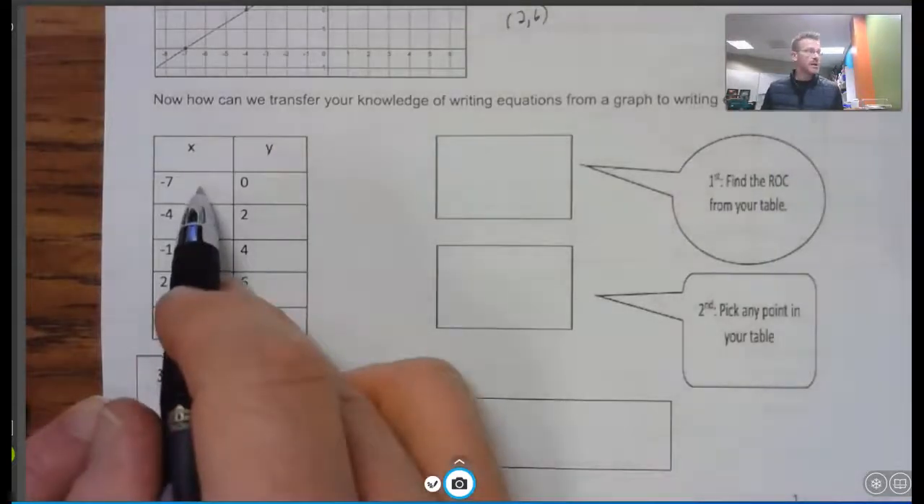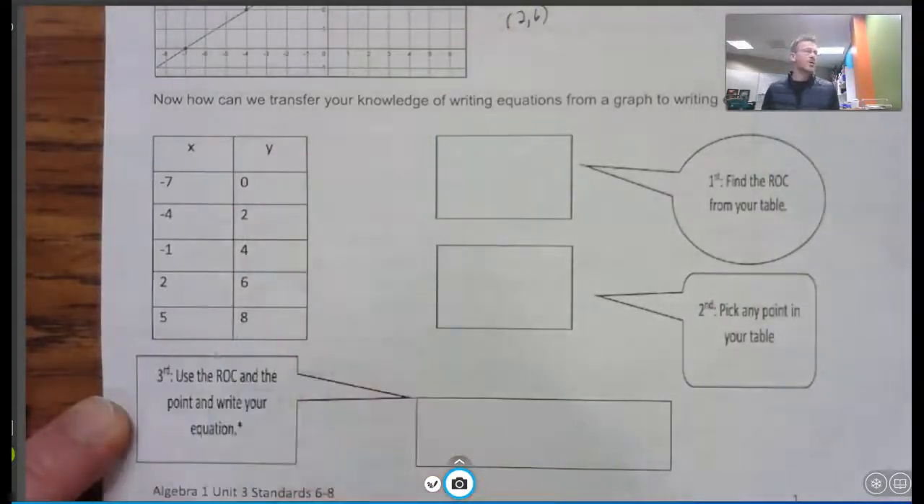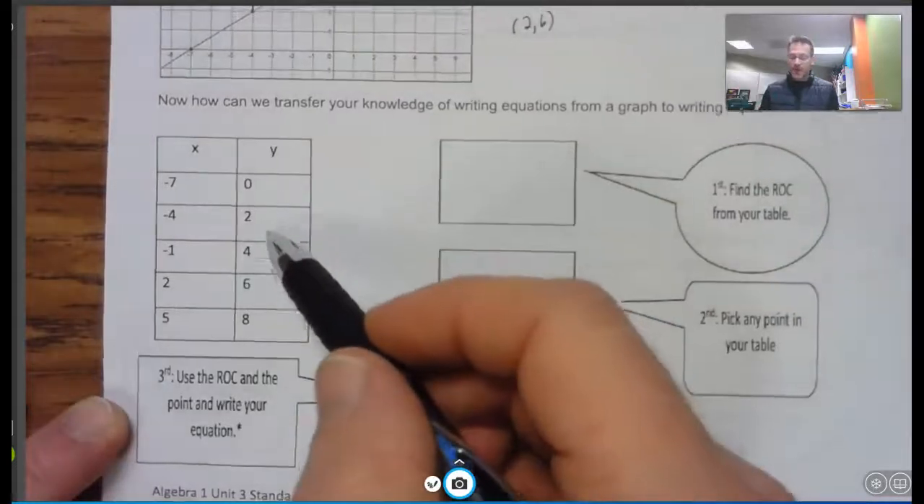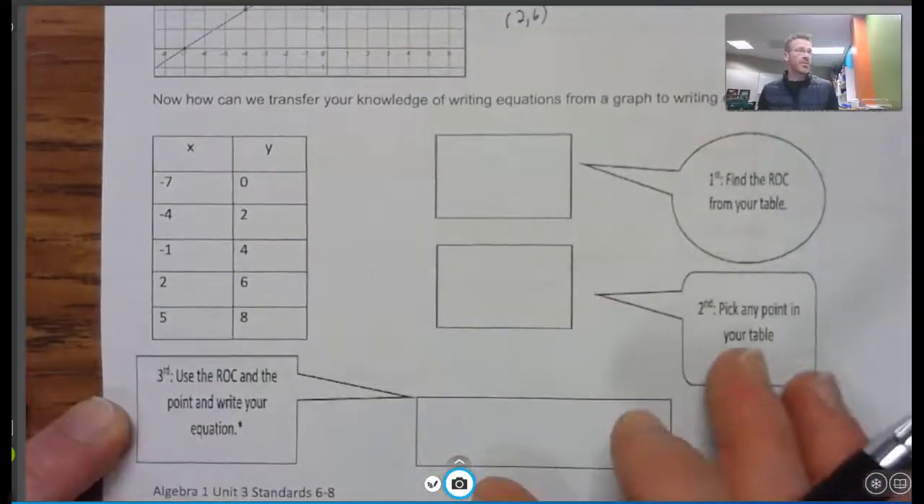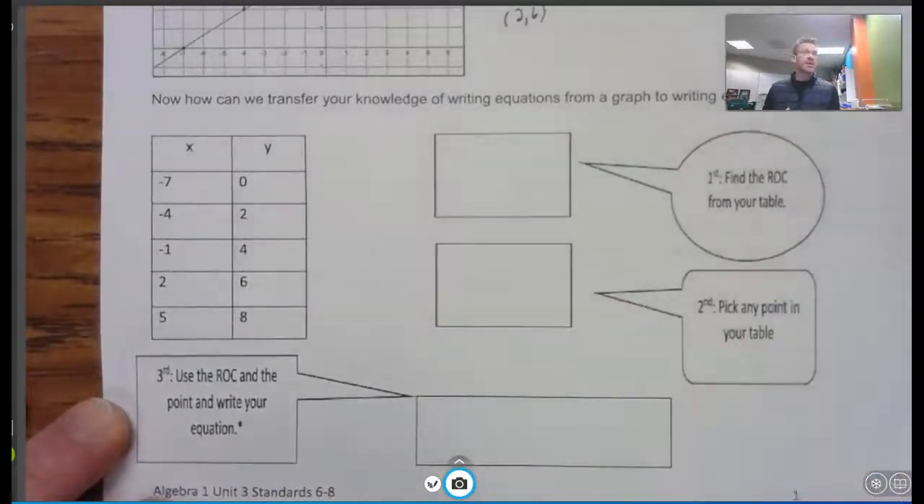So what we want to do is, anytime we have a table, we always want to scan for a turning point first, because that's going to cut things in half, right? So when I look at my table, I do not see a turning point. If I do see a turning point, I know it has to be absolute value or quadratic, which is why we want to look for it. But no turning point really only eliminates absolute value. So now we want to go into those rates of change.